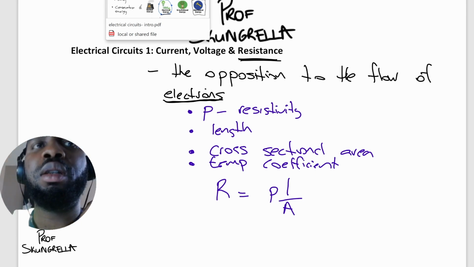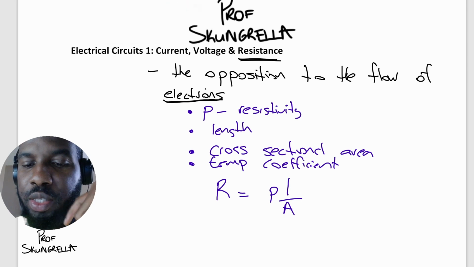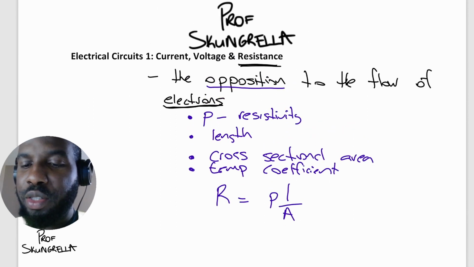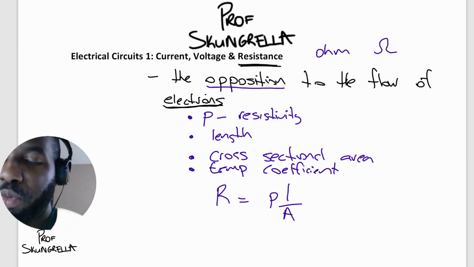Again, resistance is the opposition to the flow of electrons, or the flow of charge, the flow of current, and the unit for resistance is the ohm, and the symbol for resistance is the omega. So you will see the omega for ohms, right?